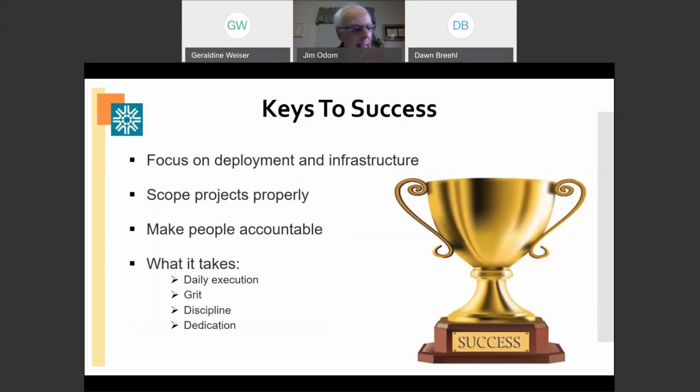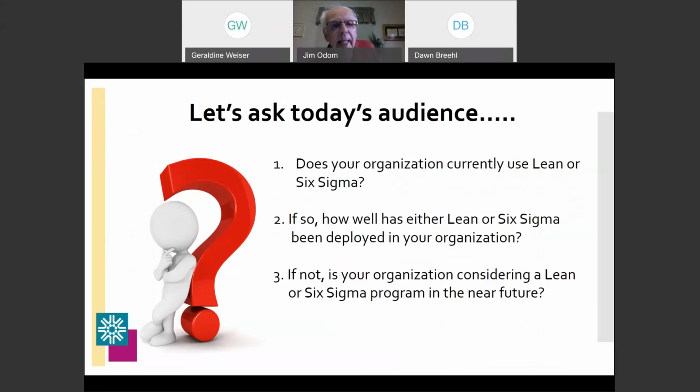Okay, I think the last question I have for folks is, if your organization is not doing Lean or Six Sigma right now, are you considering a Lean Six Sigma program in the near future? And if you can, let us know what time frame you're thinking about.